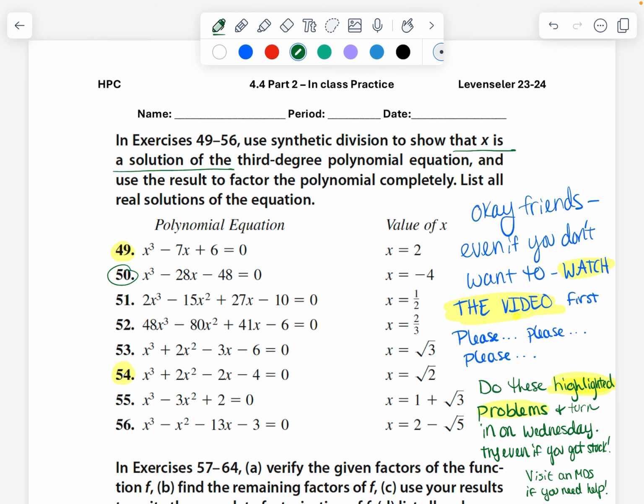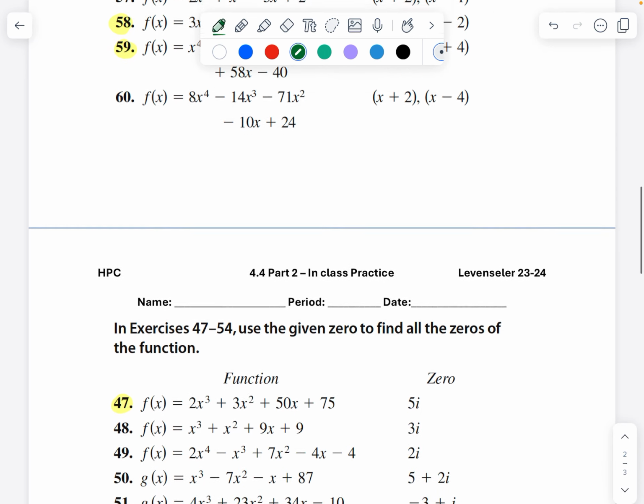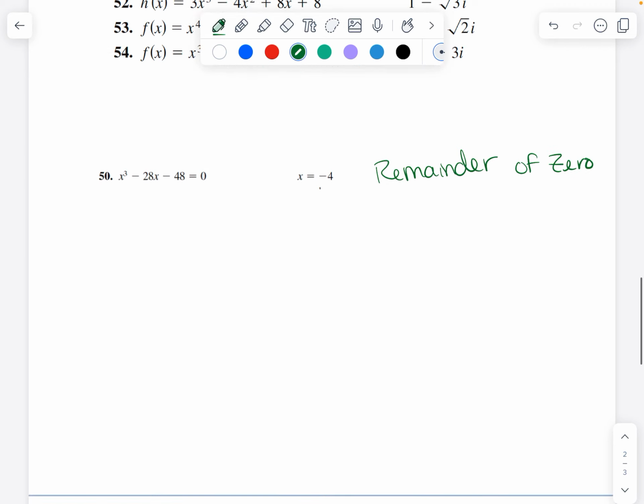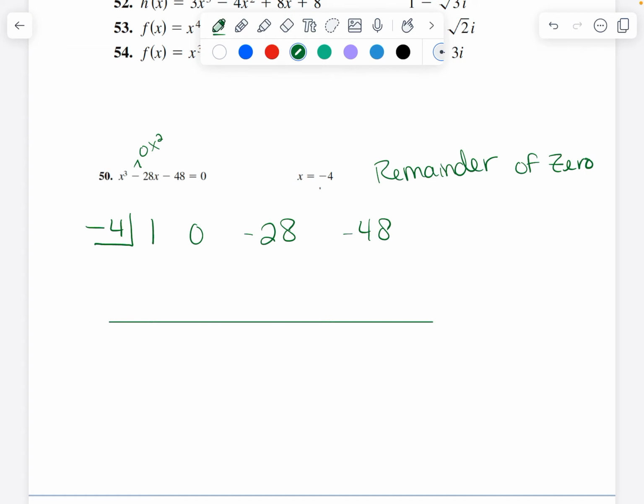So I'm going to try number 50 as an example, and then you can try a few others like that. So here it's asking me to see if negative 4 is a solution. So when I do this, I'm going to set up my synthetic division with negative 4 on the outside, and then the coefficients of my polynomial across the top. So 1, because we skipped x squared, I want a 0 x squared in there. So 0, negative 28, and negative 48. So hopefully we get 0 as a remainder.